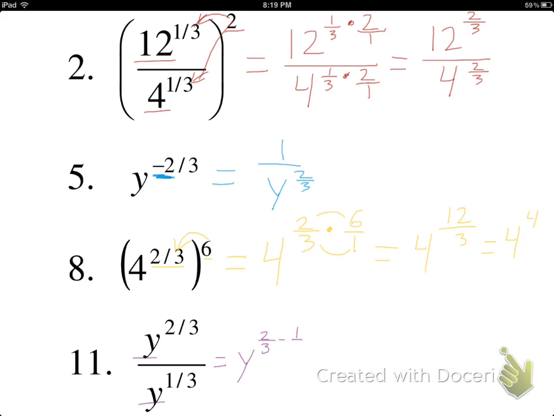So we have y to the 2/3 minus y to the 1/3. And we have a common base. We don't have to get a fraction, so we just subtract the top. So 2 minus 1 is 1, and then we leave the bottom just as it is. And that is the answer.